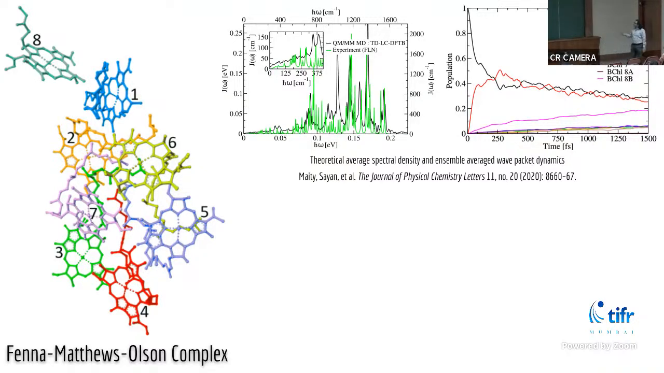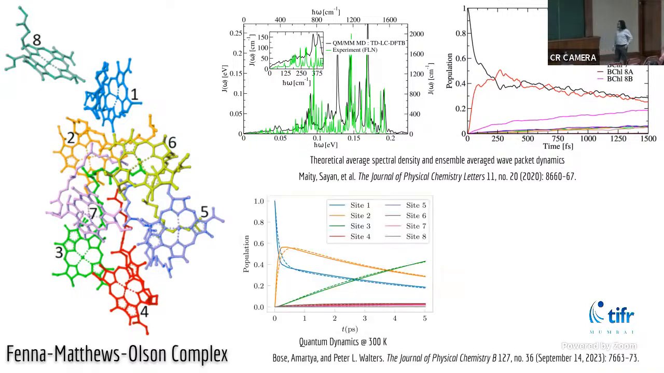In that paper, this is Ulrich Kleinekathöfer's group, they had done some wave packet dynamics, some method that they call ensemble average wave packet dynamics. And we decided to do the full quantum simulation. And at 300 Kelvin, these are the population evolution graphs that we got.